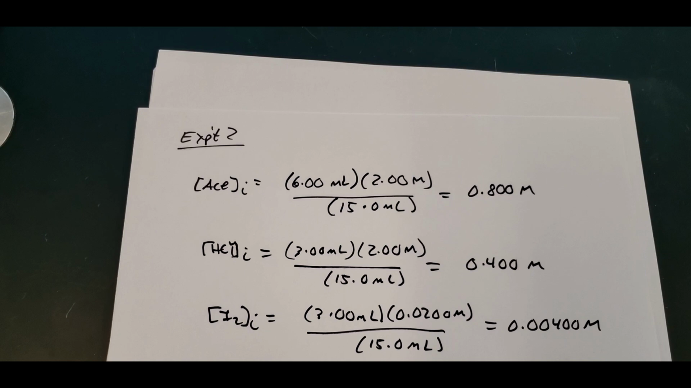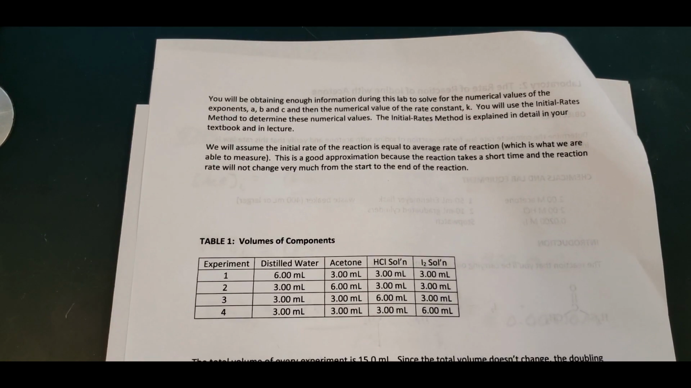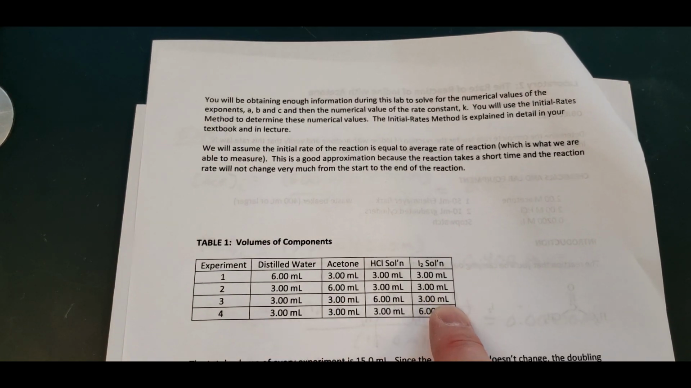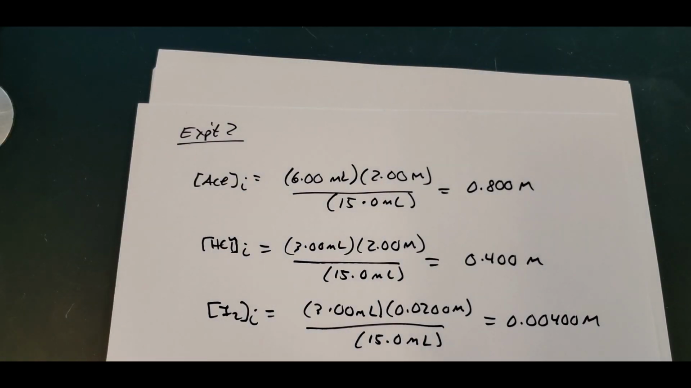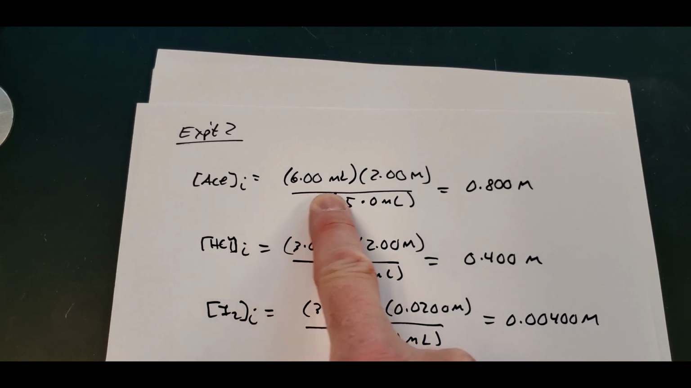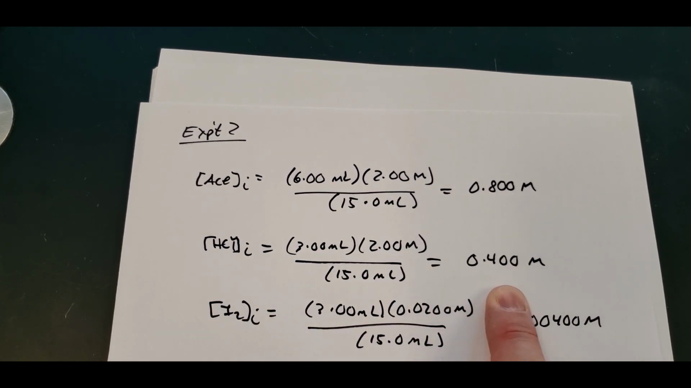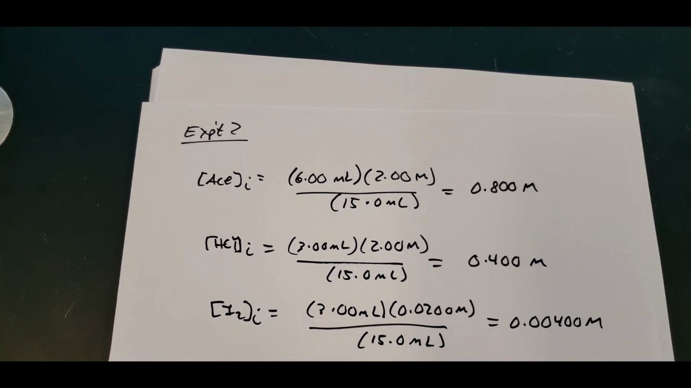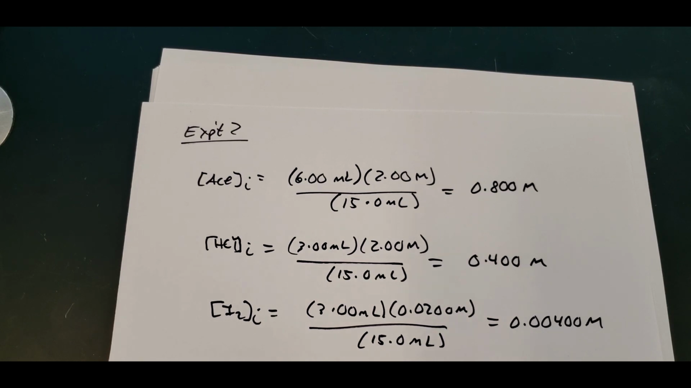Look at the volumes. What we're looking at here is from this table. Looking at these volumes, 6, 3, and 3, 6 mLs for the acetone. So you can see the calculation now changes for acetone. It's now 6 mLs. Everything else is the same, so now it's 0.8. So we doubled the volume, we doubled the concentration. For the HCl, it stayed the same. And for the iodine, it stayed the same. That's exactly what we were supposed to do in the experiment. We only changed one thing at a time.